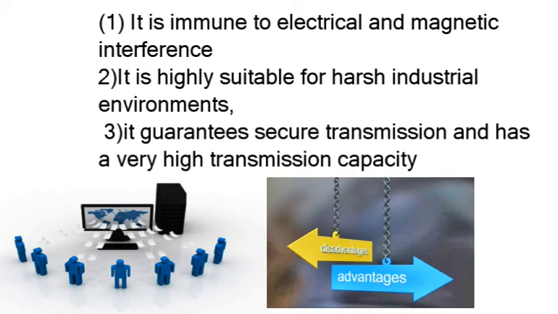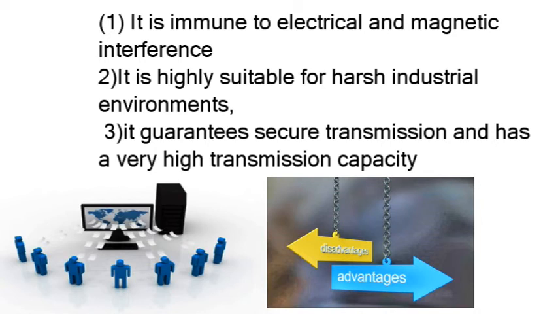Now what are the advantages of an optic fiber? It is immune to electrical and magnetic interference. It is highly suitable for harsh industrial environments. It guarantees secure transmission and a very high transmission capacity. This is the best source through which we can achieve very high transmission capacity. Fiber optic cables can be used for broadband transmission. There are other channels also, and we use it in various forms.